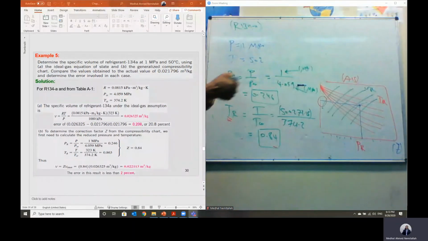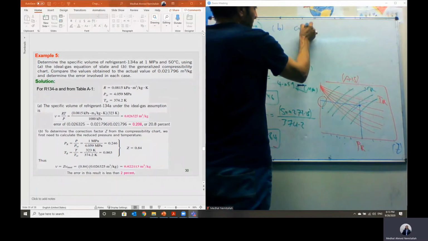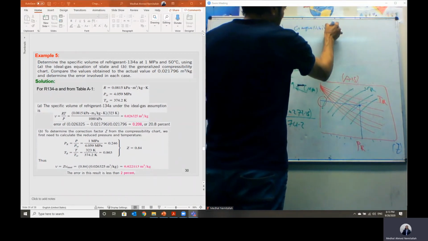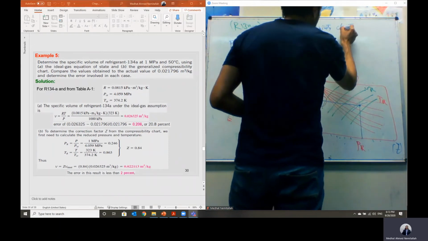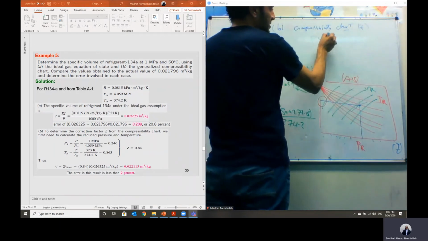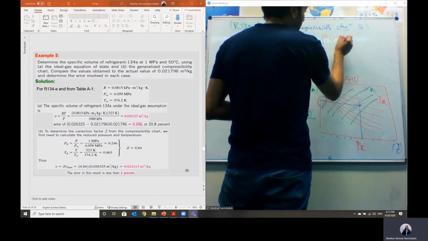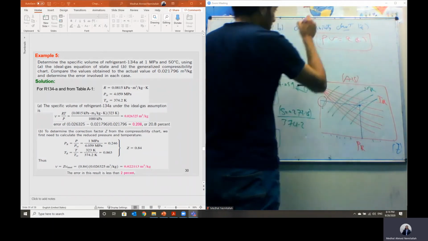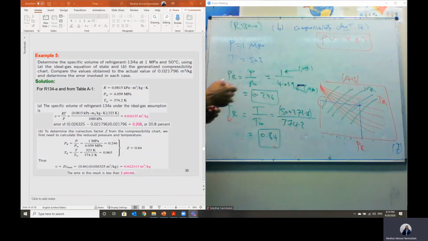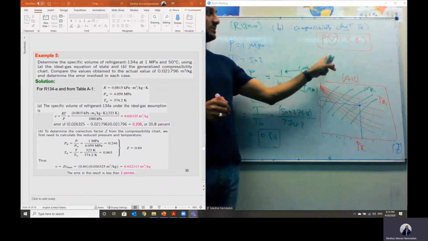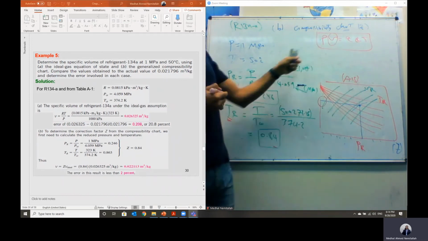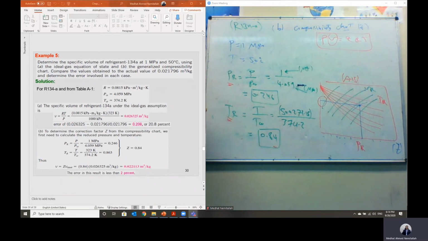So if I decide, for case B, to use the compressibility chart using the parameter Z, then instead of using PV equal to RT, it will be PV equal to ZRT. Using the ideal gas equation of state, the error in calculating the volume was around 21%. But if I use the compressibility chart, PV equal to ZRT, I have to calculate the parameter Z. Given the pressure is equal to 1 megapascal and the temperature is 50 degrees C.